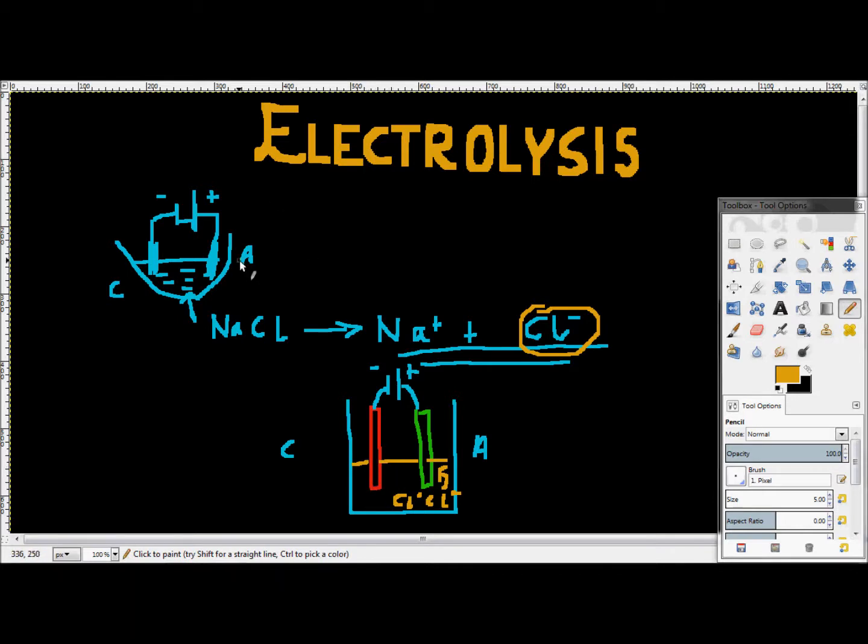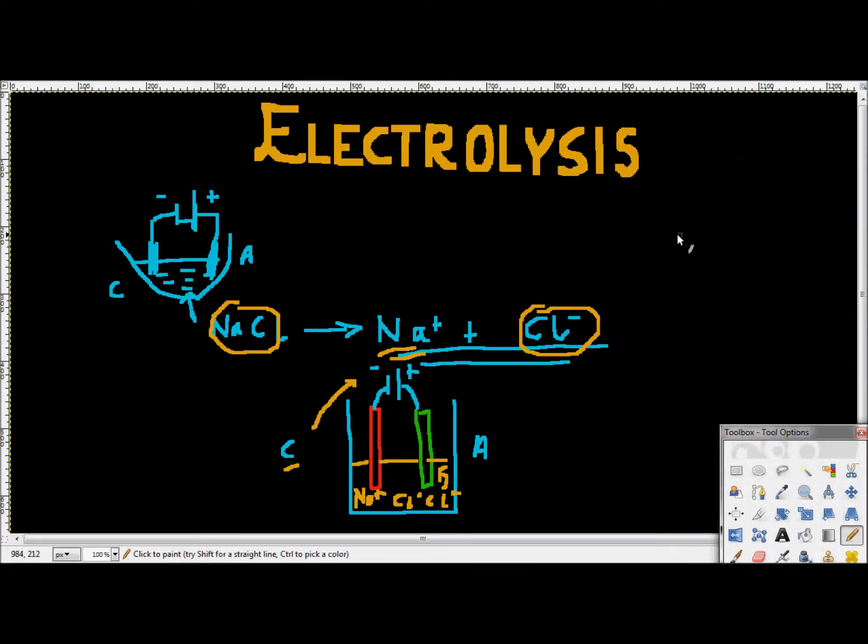At the same time, the NaCl is also broken up into Na plus. Na plus has an excess positive charge, so it needs one more electron to become stable. And since the cathode is connected to the negative terminal, the Na moves towards the cathode. So these are the basics.